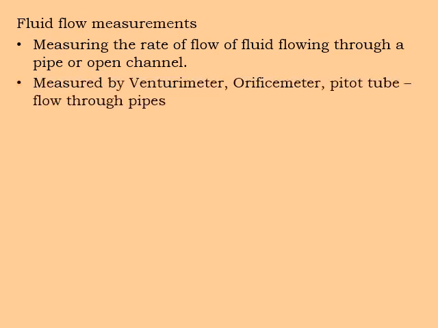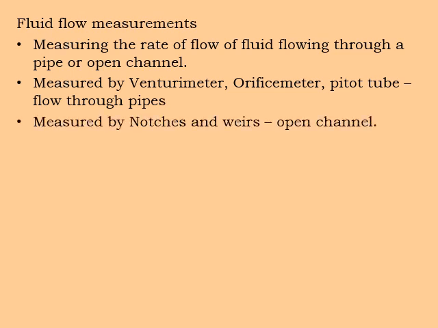So here, different measuring instruments are used in order to measure the flow rate in a pipe as well as in an open channel. In case of pipes, the fluid flow rate is measured by using either a venturi meter, orifice meter or pitot tube. If you want to measure the flow rate in an open channel, it is done by using notches and weirs. So these are the fluid flow measurement apparatus.